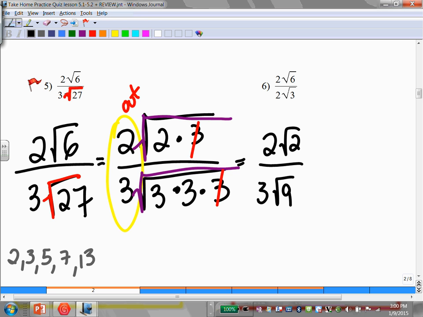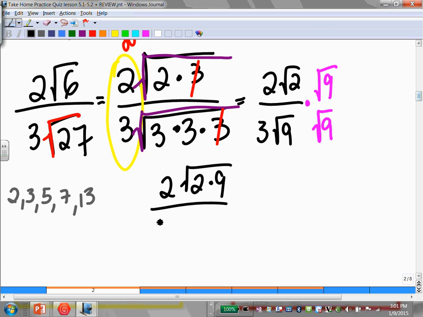Problem is we still have a radical in the basement. The way we get rid of it is we multiply top and bottom by the same radical. So now we have 2 square root, we factor it out. We have 2 square root of 2 times 9 over 3 times 9. You guys okay? Understand?